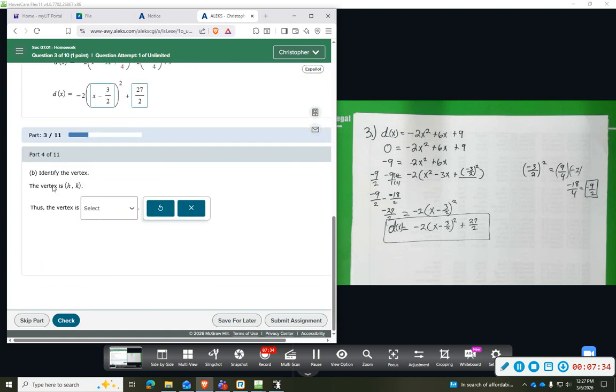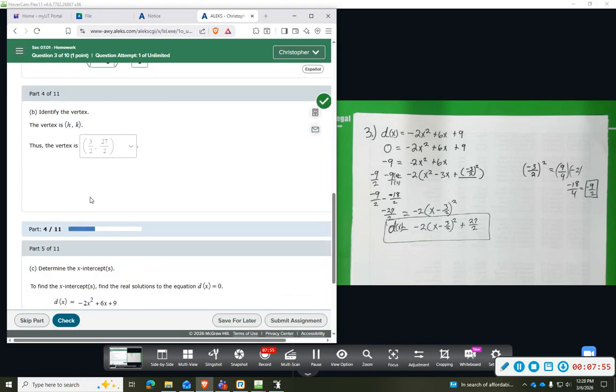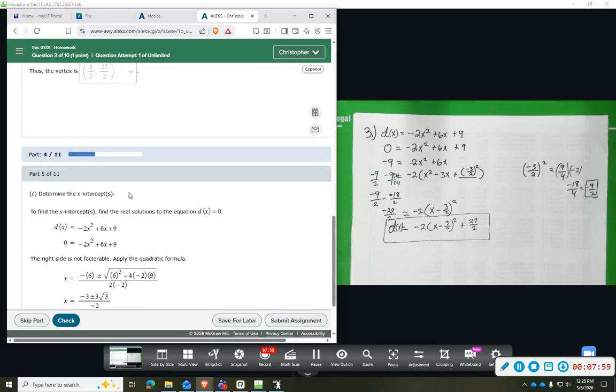And now we want to identify the vertex. So now we're to the point where we're going to identify the vertex. Opposite sign, same sign. So I'm looking at positive 3 over 2, positive 27 over 2. The neat thing about vertex form is it gives you the minimum or maximum value, the axis of symmetry, and a lot of other things that we need.